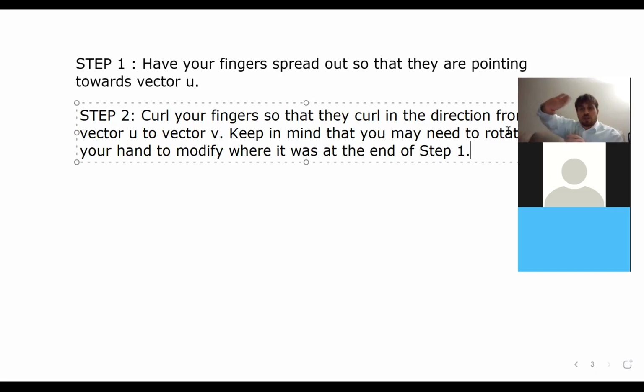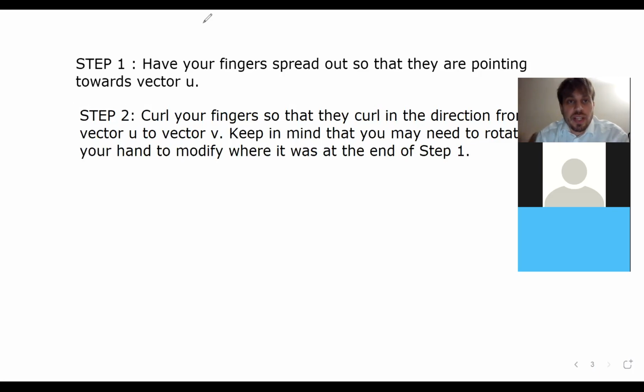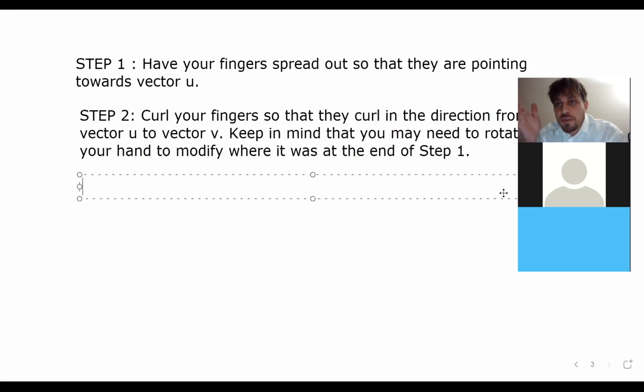One of those directions is going from U to V, either this way or the opposite way. There are only two directions you can go from vector U to vector V. So one of those two. Then after step two, not only are your fingers originally pointed in the direction of vector U, but when you curl your fingers, they're curling in the direction from U to V.